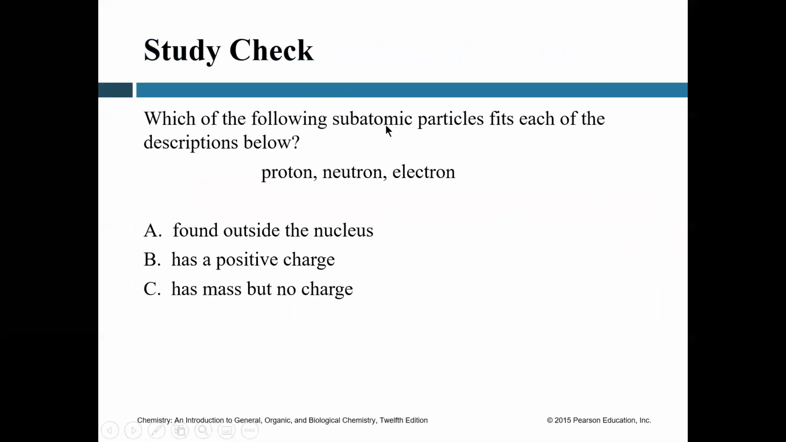So it says, which of the following subatomic particles fits each of the descriptions? So we want to know if it's a proton, neutron, or electron. So A, found outside the nucleus. The only thing found outside the nucleus is going to be the electron. Has a positive charge. Only thing that's positive is our proton. Has a mass, but no charge. So that would be the neutron. Okay, the neutron has some sort of mass, but it doesn't impact our charge in any way.